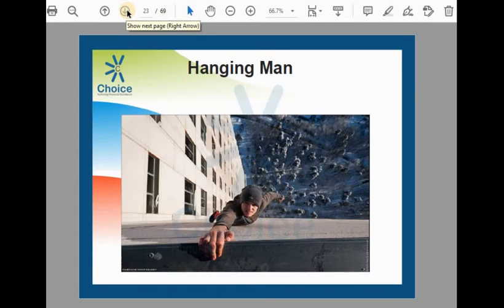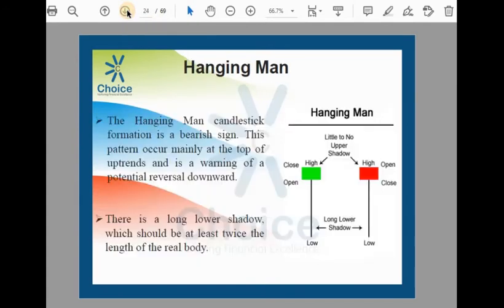Next, we are going to discuss the hanging man pattern. In the hanging man pattern, the candlestick is exactly similar to the one we see in the hammer pattern. The hanging man candlestick formation is a bearish sign. This pattern usually occurs at the top of uptrends and it is a warning of a potential downward reversal.